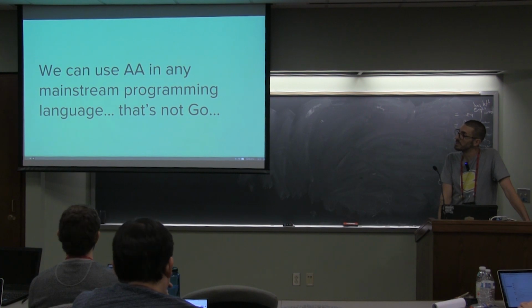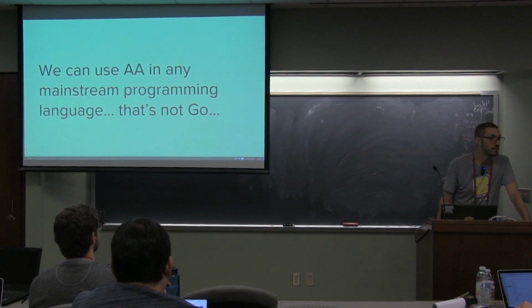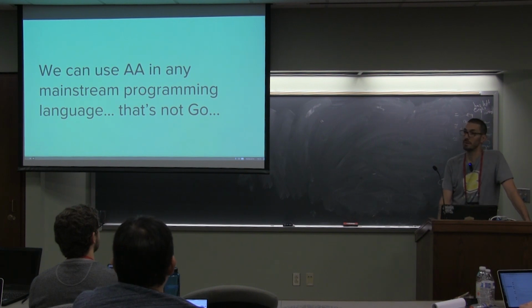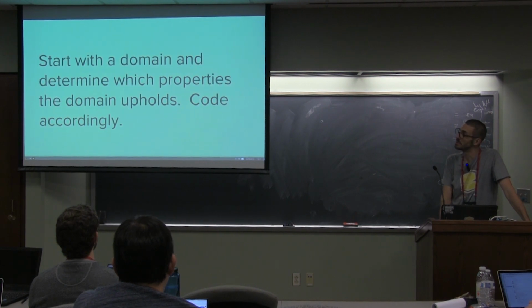So we can use abstract algebra in any mainstream programming language that's not Go, basically. It's easy to model the structures. We would need something like property-based testing to validate whether or not these properties are upheld in any language that doesn't have dependent types or is not a theorem prover. But we can still do those, so it becomes easy to use.